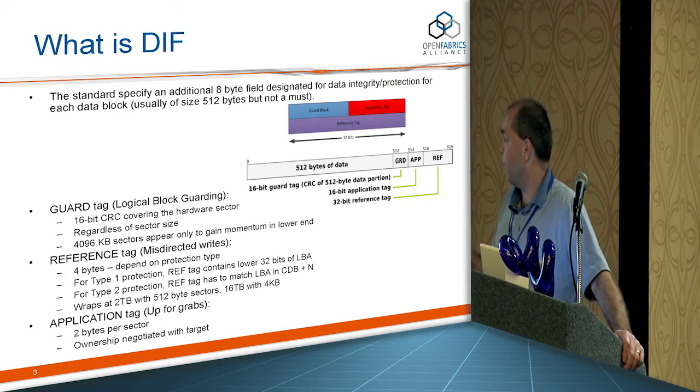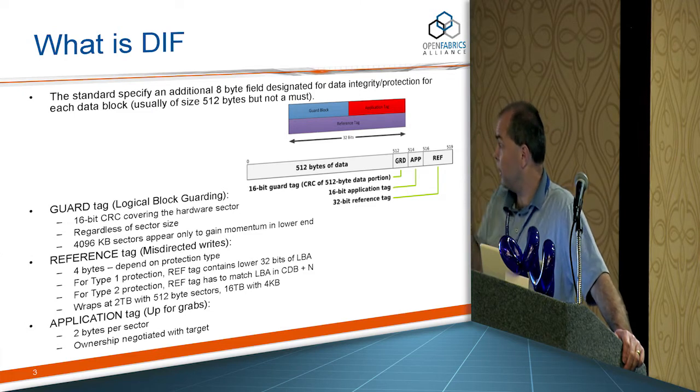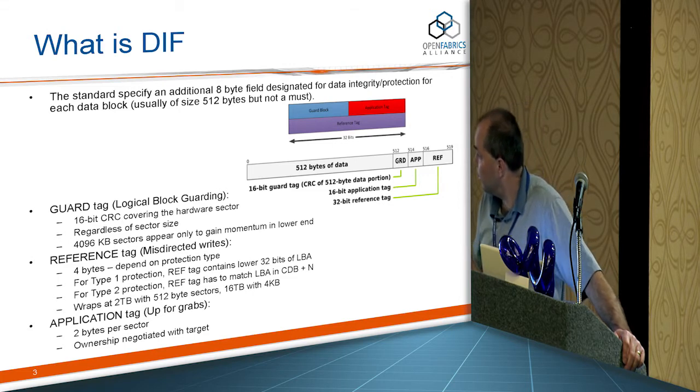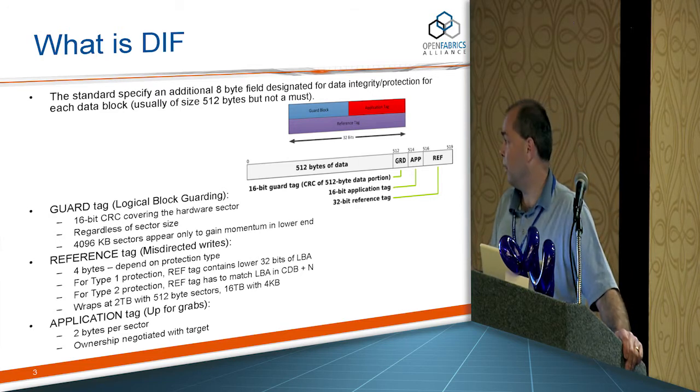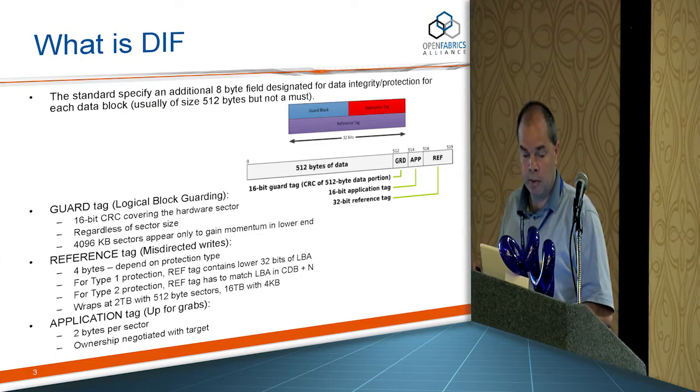It also includes a 4-byte reference tag. What's in that reference tag really depends on what sort of protection you're using, if you're using type 1, type 2, type 0 for that matter. These are the lower 32 bits of the sector number usually, if I remember correctly. And you can see there's a wraparound every 2 terabytes. So that's the reference tag, and then there are the application tags that are up to the application as to what to do with them.